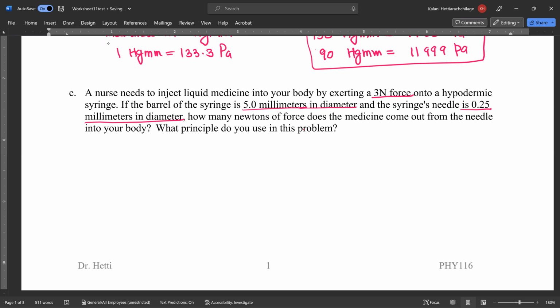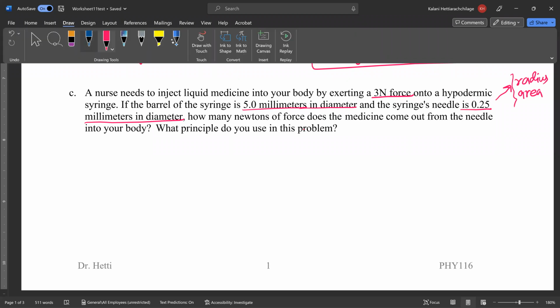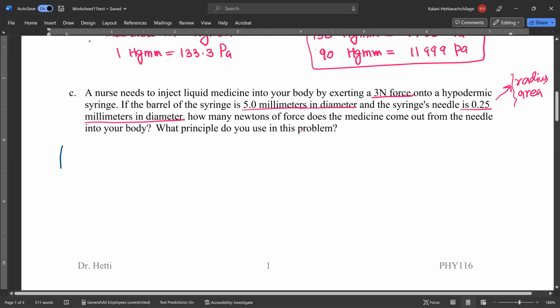Now in this question, you see that given is diameter. So that should be given as radius in the question, or maybe area is given directly. According to that, you need to process the question correctly. Since the diameter is given, we'll need to convert that into radius or find the area according to the hydraulic equation that we have, the Pascal principle.